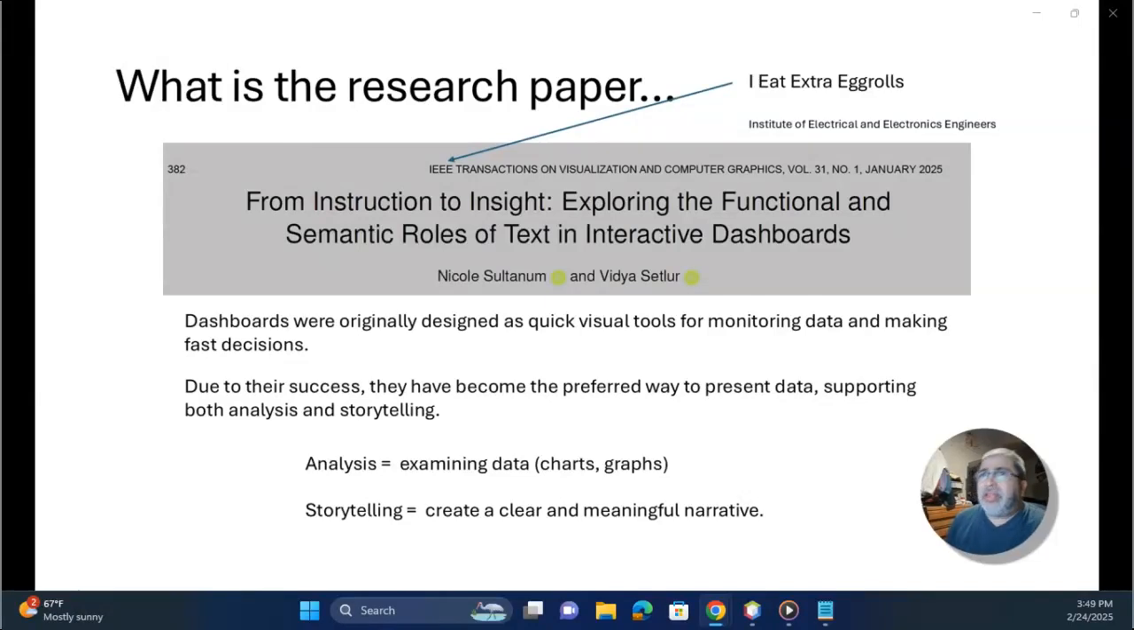It's important that we talk about what a dashboard is. Let's not assume that everyone seeing this video knows what a dashboard is. A dashboard is a visualization that was originally designed as a quick visual tool for monitoring and making fast decisions. Due to their success, they have become the preferred way to present data, supporting both analysis and storytelling. So what is analysis? Analysis is examining data. How do we examine data? Through charts, through graphs. And storytelling is when we create a clear and meaningful narrative. So let's keep that in mind.